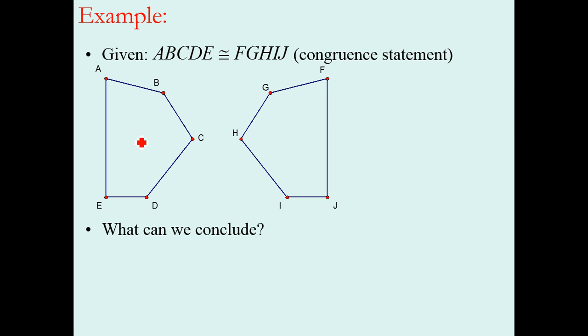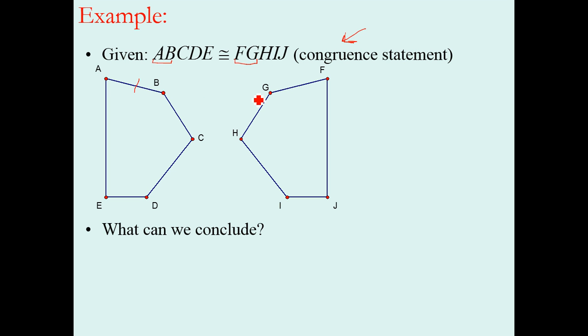Up at the top it says, given that figure ABCDE is congruent to figure FGHIJ. This is called a congruence statement. They're stating that the two figures are in fact congruent. And in this order of letters, it just seems like it would be alphabetical, but really there's a reason they put them in that order. They're listed in that order because the first two letters, segment AB, is congruent to segment FG.